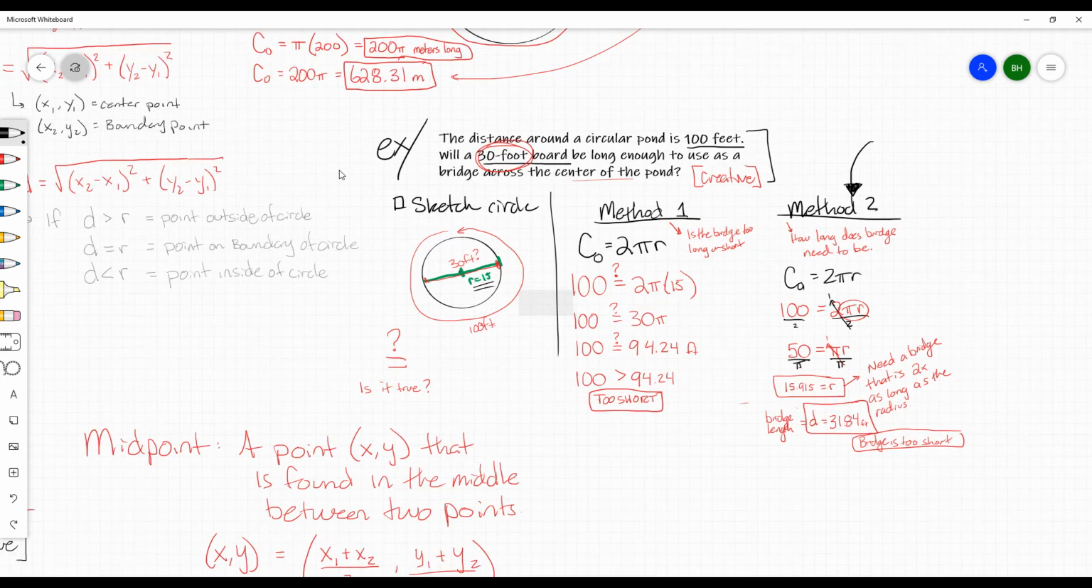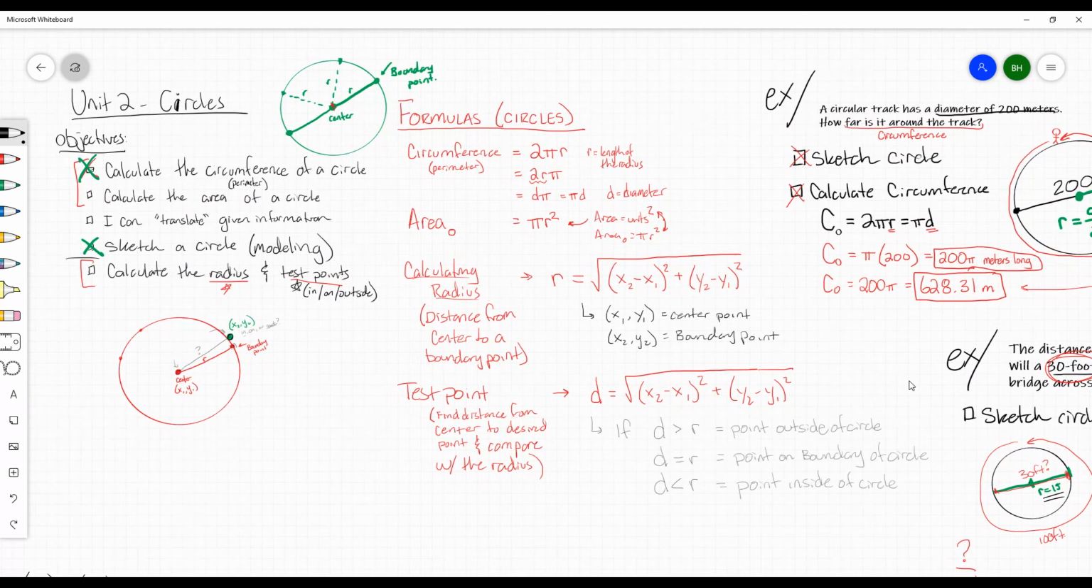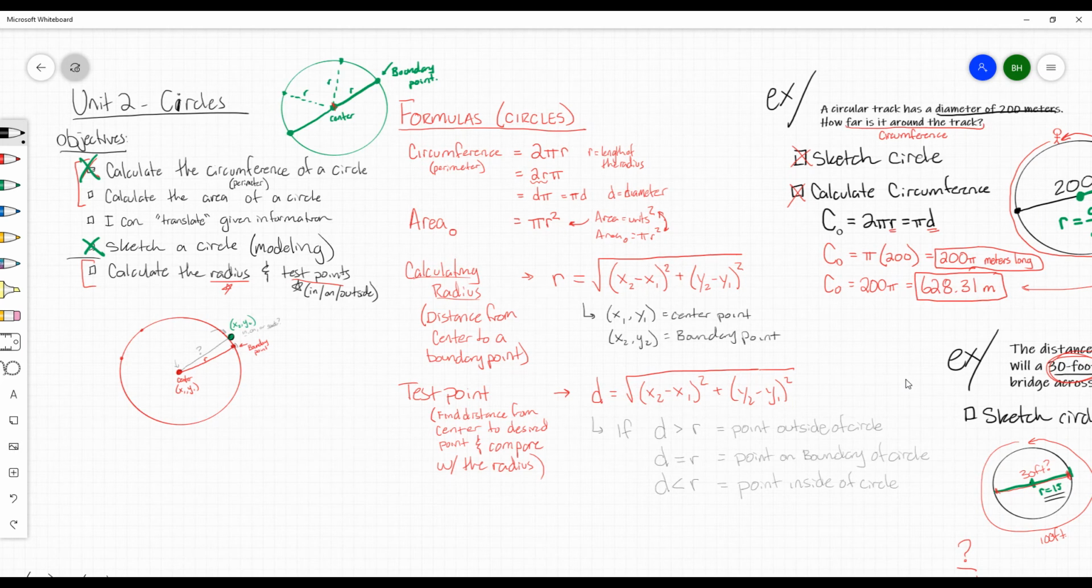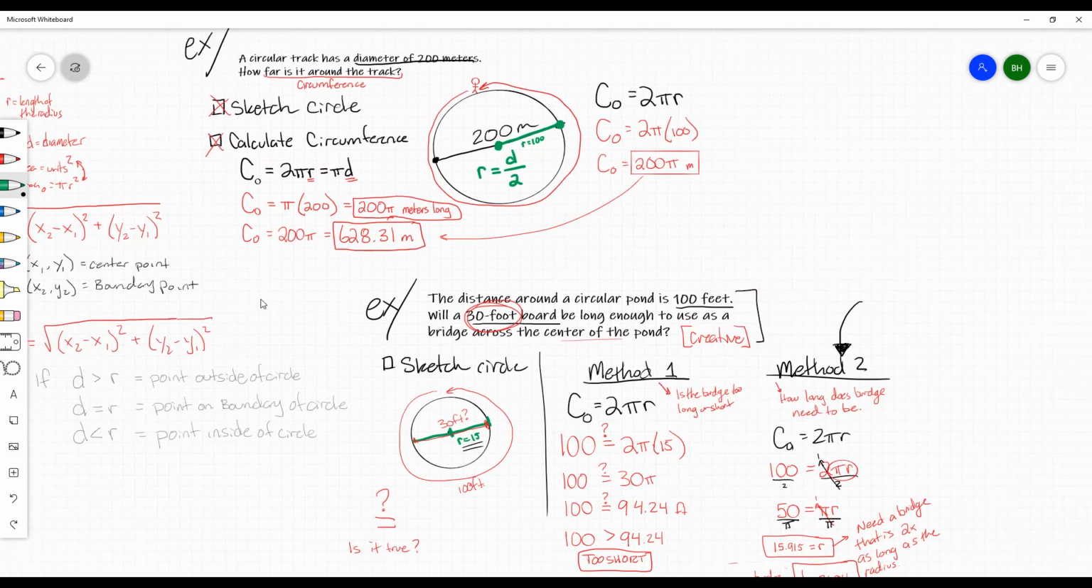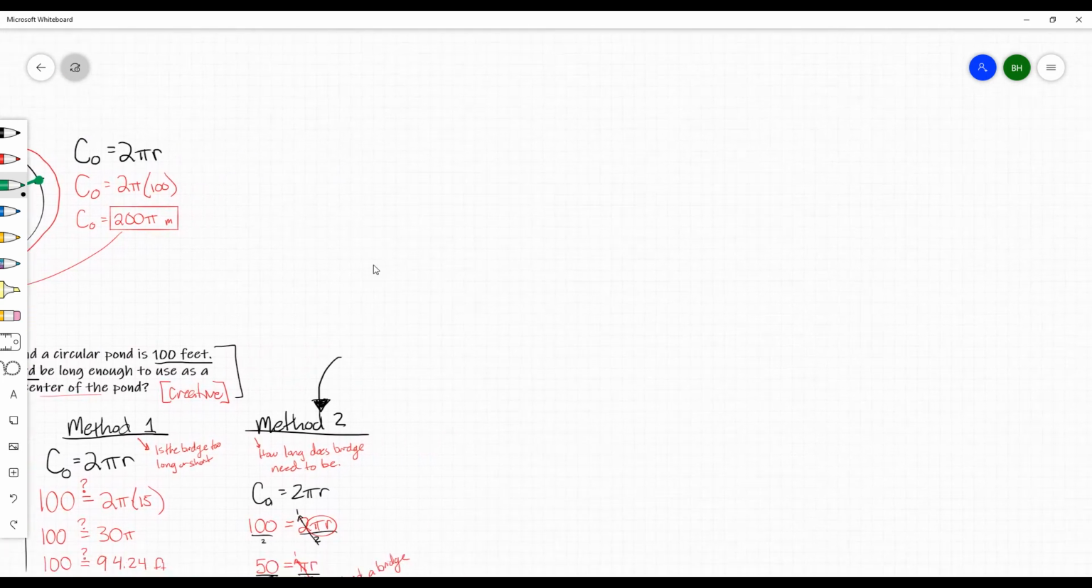Now, we were looking at some objectives with circles, looking at some distances. There's a couple other things that we can do to answer these questions. Calculating the radius and the test points, please see the other video to see how that would work. We're not going to do a specific example here. Calculating the area of the circle is going to be a little bit different. Okay, so let's do a little bit of a longer problem and figure out what we can do to answer some questions involving area.